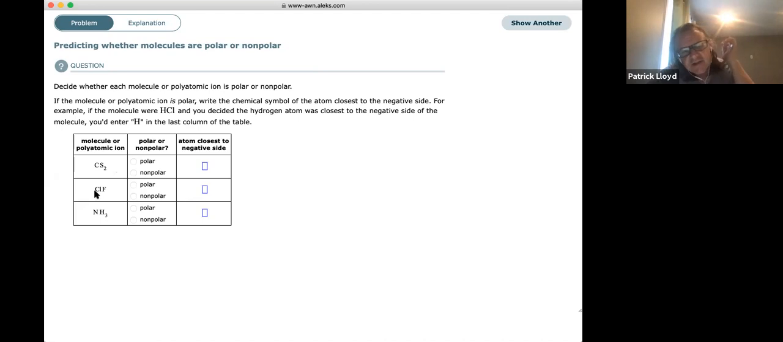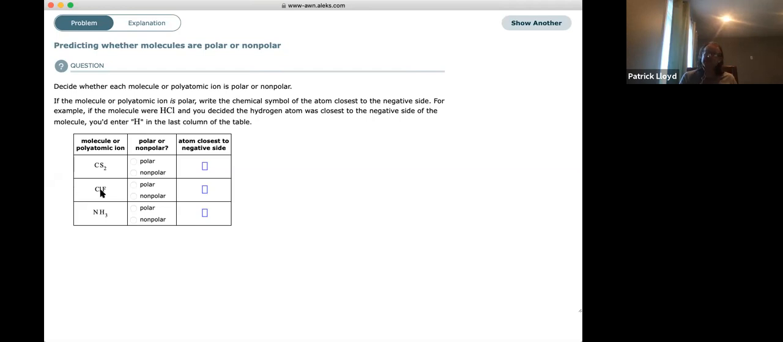Then you do the ClF. Now ClF, it's only got 2 atoms. If you only have 2 atoms, it's going to be linear. Okay, but take a look. Is there a difference in electronegativity? Yes, chlorine is 3.0, fluorine is 4.0. So that is a big difference, so it's going to be polar. Then you say, okay, which one's going to be negative? The fluorine is more electronegative, so it's going to be the negative one. So F would be the negative one.